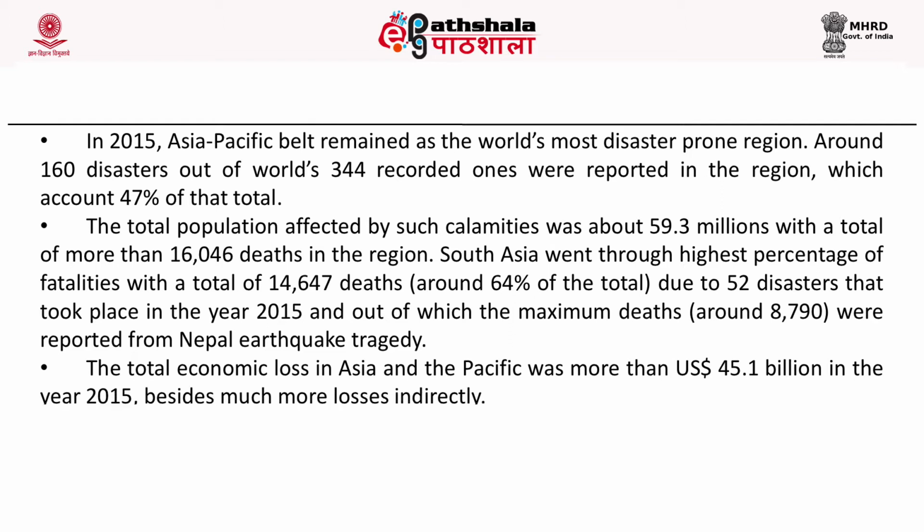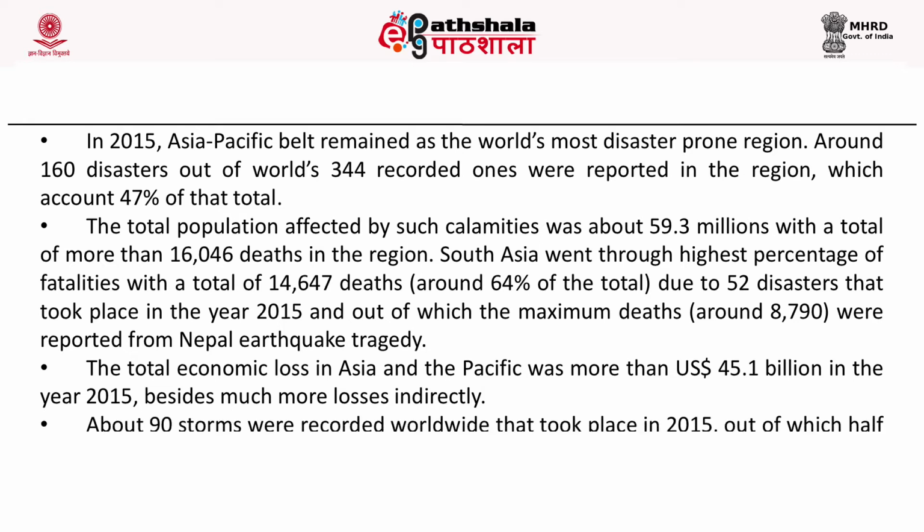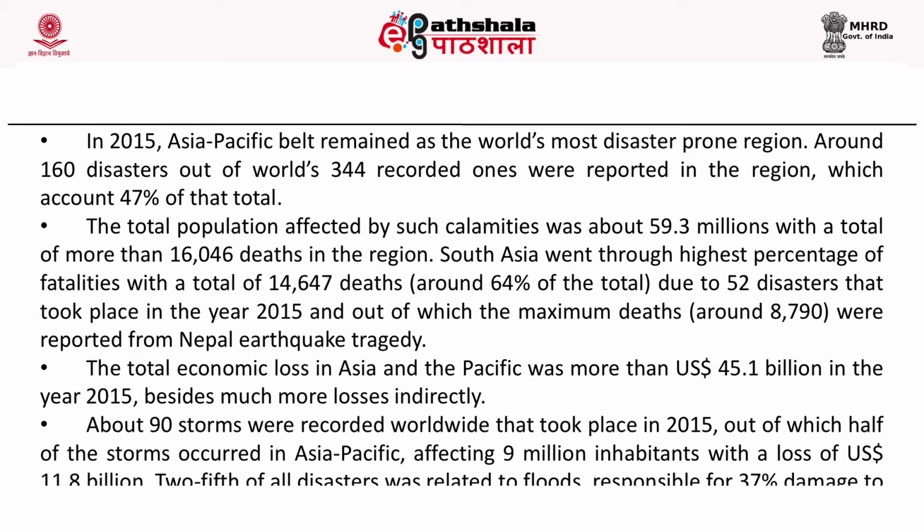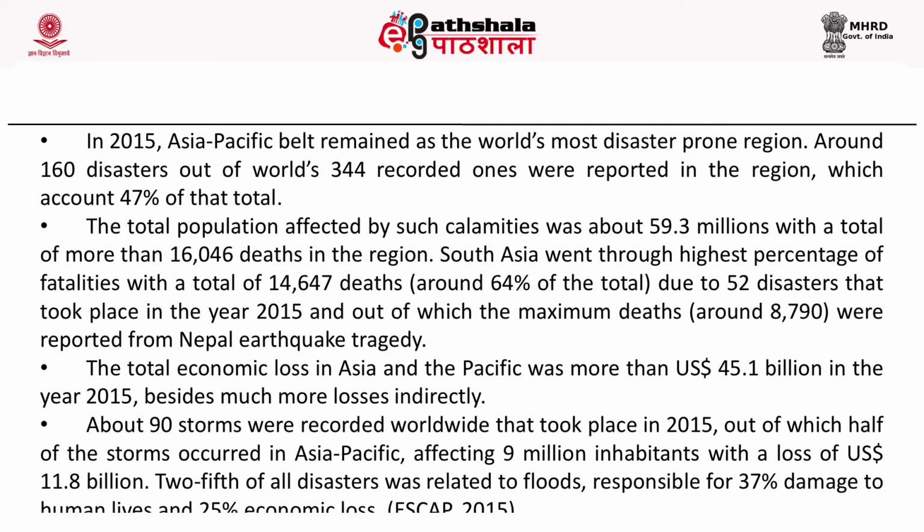Further, the total economic loss in Asia and the Pacific was more than 45.1 billion US dollars in 2015. This does not include the indirect losses that also happened. About 90 storms were recorded worldwide in 2015, out of which half occurred in the Asia Pacific region, affecting 9 million inhabitants with a loss of 11.8 billion US dollars. Two-fifths of all disasters were related to floods, responsible for about 37% damage to human lives and 25% economic loss.